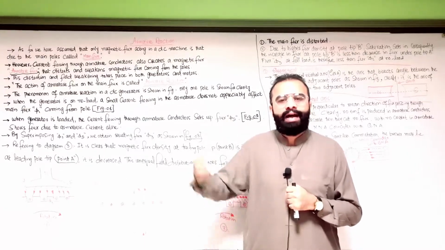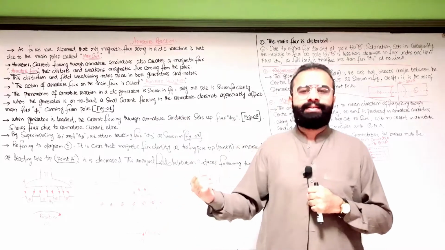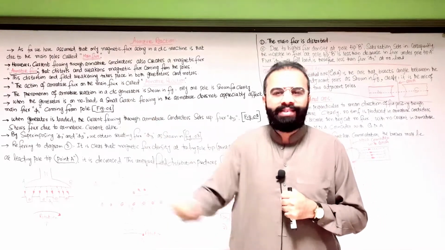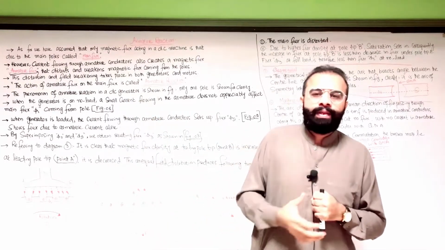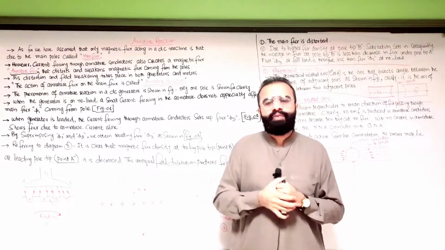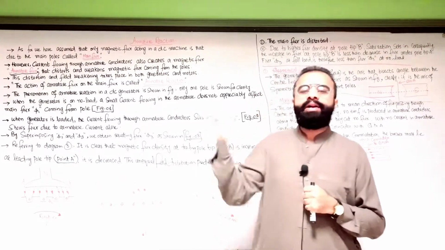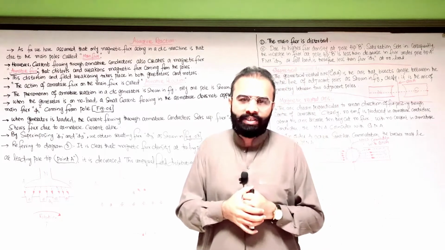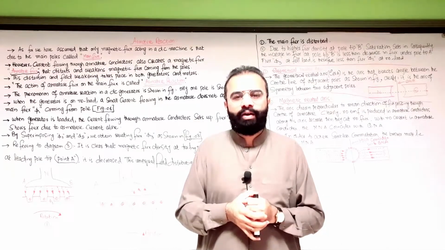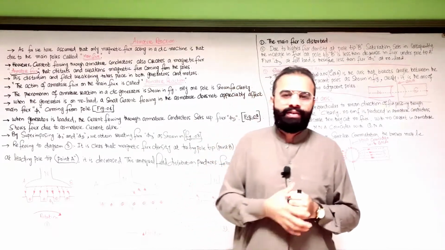So whenever the armature of a DC generator is rotated with the help of an external prime mover, the cutting of the flux lines takes place, and according to Faraday's law of electromagnetic induction, whenever the flux linking with a coil changes, an EMF is induced in the coil.